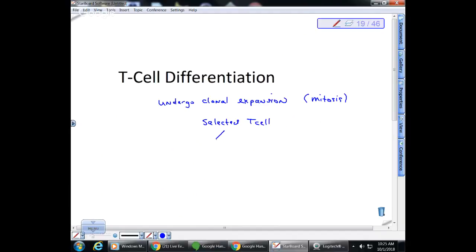So this T cell then becomes or differentiates into helper T cells and cytotoxic T cells. And one more, memory T cells. I think the regulatory T cells are a little bit different than what is being selected. So I think that they are separate from this, but that's a good question.